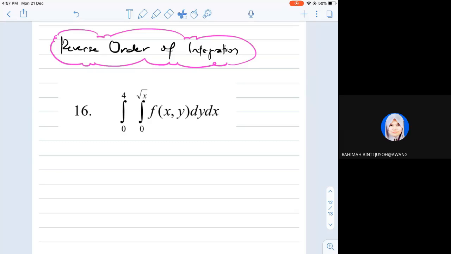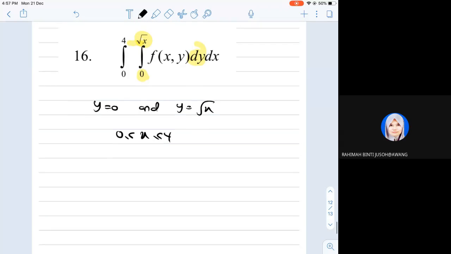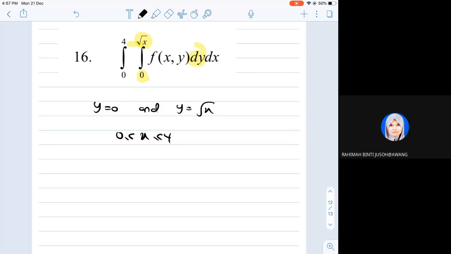Now, we have the limit of y. y is from 0, so y equals to 0, and another line is y equals to square root of x. And the points: x is from 0 until 4. So let us sketch the region first.